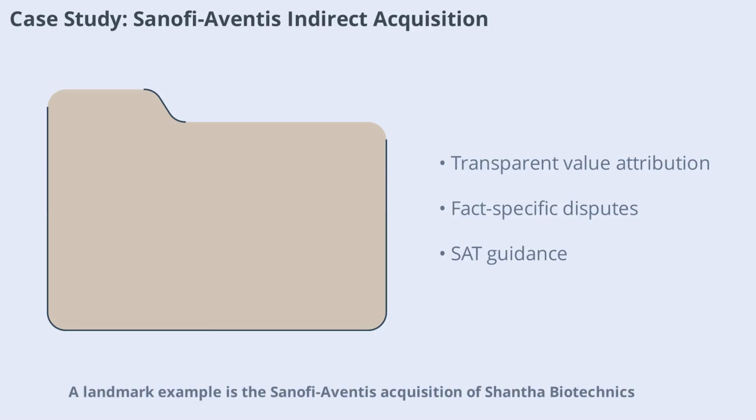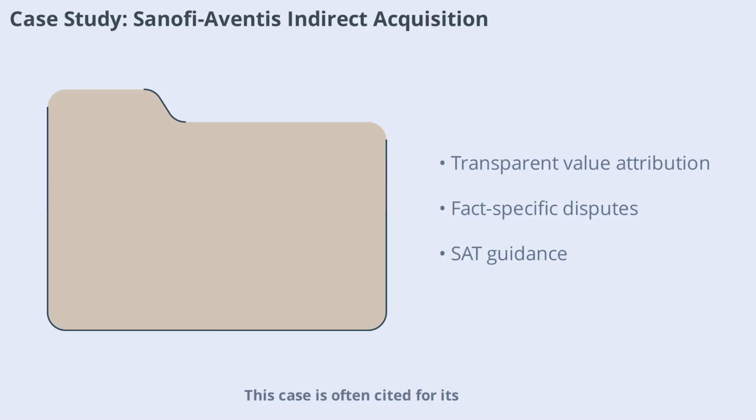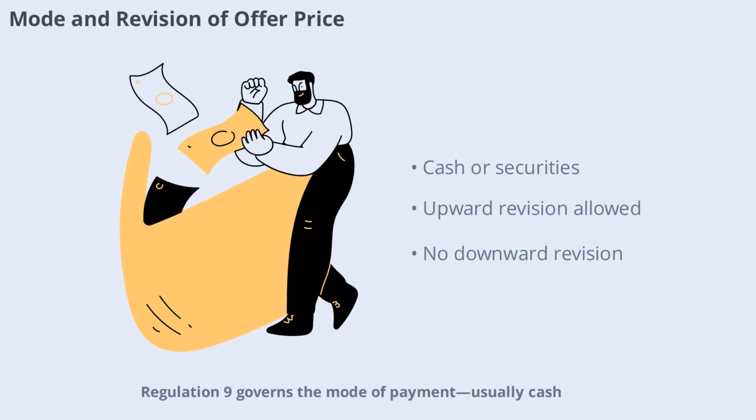A landmark example is the Sanofi-Aventis acquisition of Shantha Biotechnics, where the Securities Appellate Tribunal clarified that the consideration paid for an overseas parent must be transparently attributed to the Indian target for open offer pricing. This case is often cited for its approach to fair value attribution in indirect acquisitions, highlighting the fact-specific nature of such disputes. Regulation 9 governs the mode of payment, usually cash but sometimes a mix of cash and listed securities.